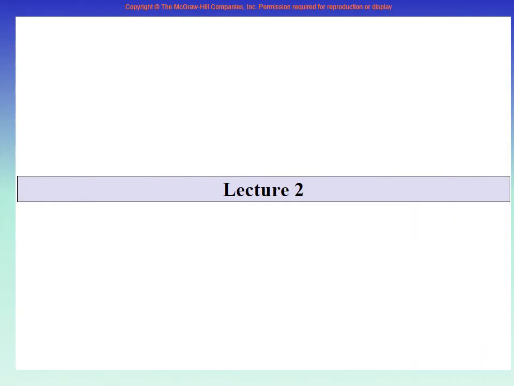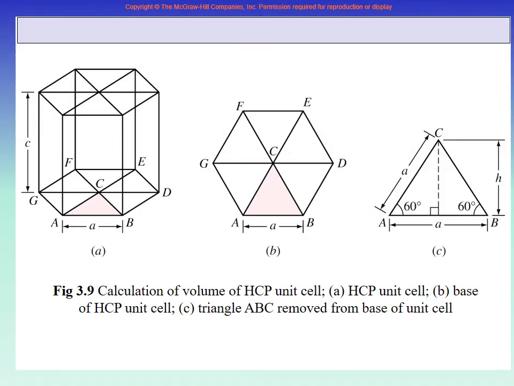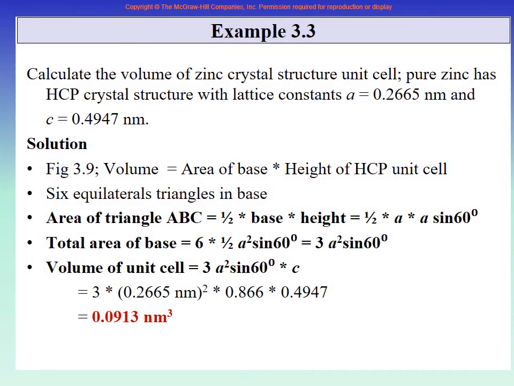This is where we stopped last time, and now we start. So I am just showing you the same slide again so that you are reminded. I am showing you these important results in dark: the area of one triangle is half A squared sine 60. Area of the hexagon is 6 times that, so that becomes 3A squared sine 60. And when you multiply it by C, you get the volume of the whole hexagonal unit cell, which is 3A squared sine 60 into C.